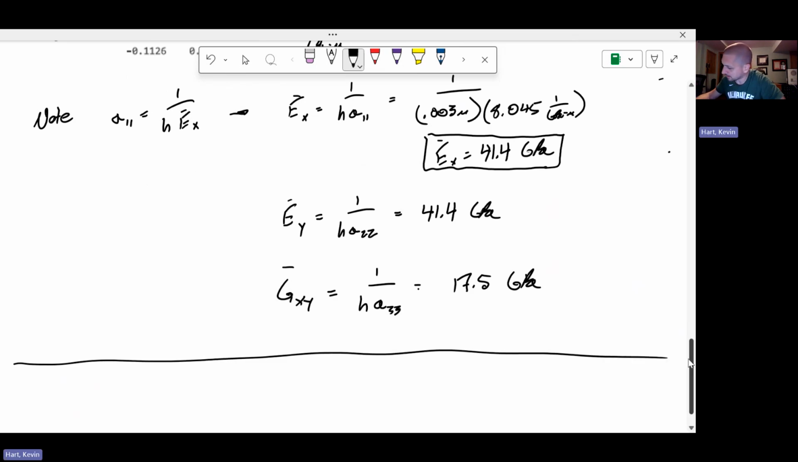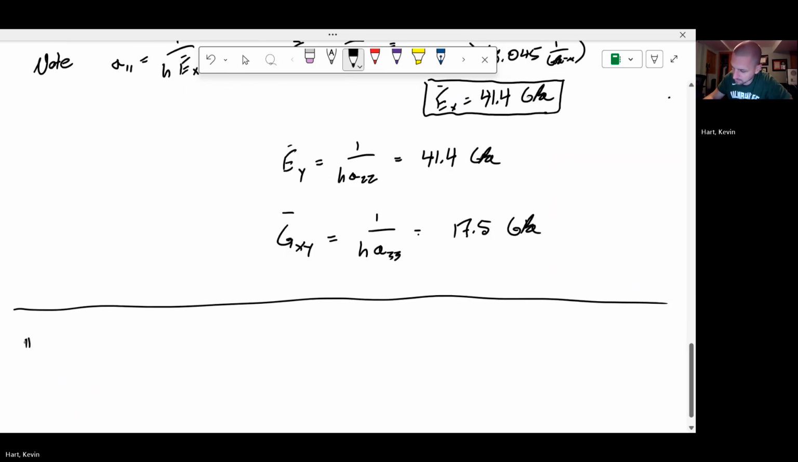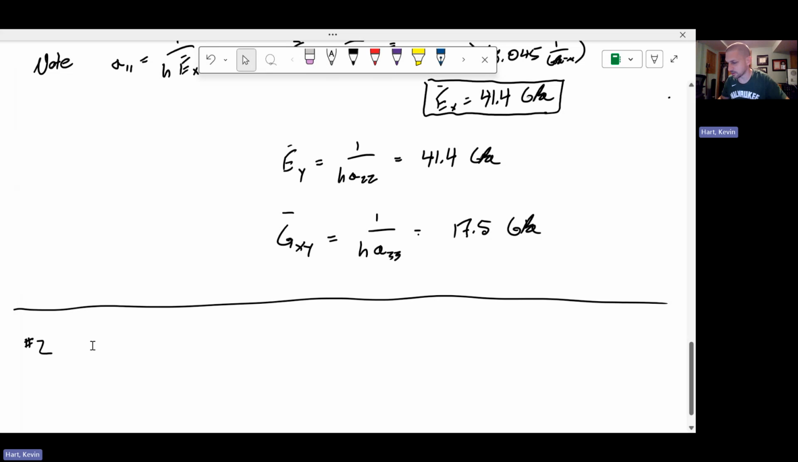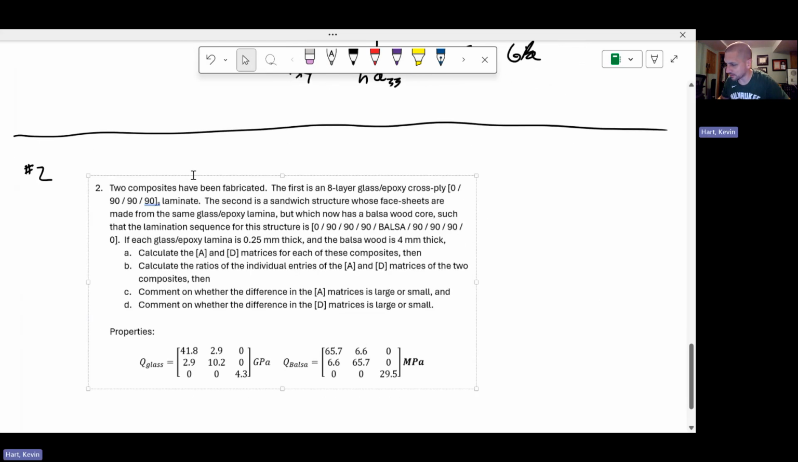All right, take a look at number 2. The battery's running a bit low, so I've got to move kind of quickly here. All right, 2 composites have been fabricated. One is a sandwich composite, one is not.